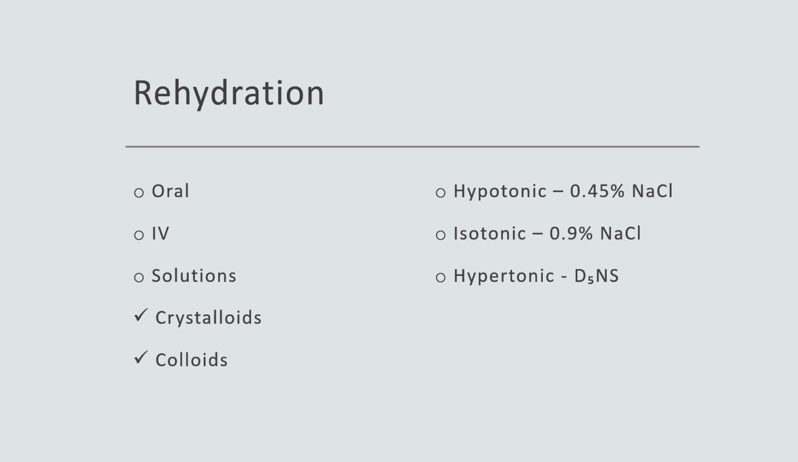Hypotonic solutions are solutions having fewer solutes than cell components. This causes fluid moving into the cell. This would be 0.45% sodium chloride. Isotonic solutions are solutions that have the same number of solutes compared to the cell components, causing no fluid movement in or out of the cell. These solutions are 0.9% sodium chloride, lactated Ringer's, and dextrose 5% in water.